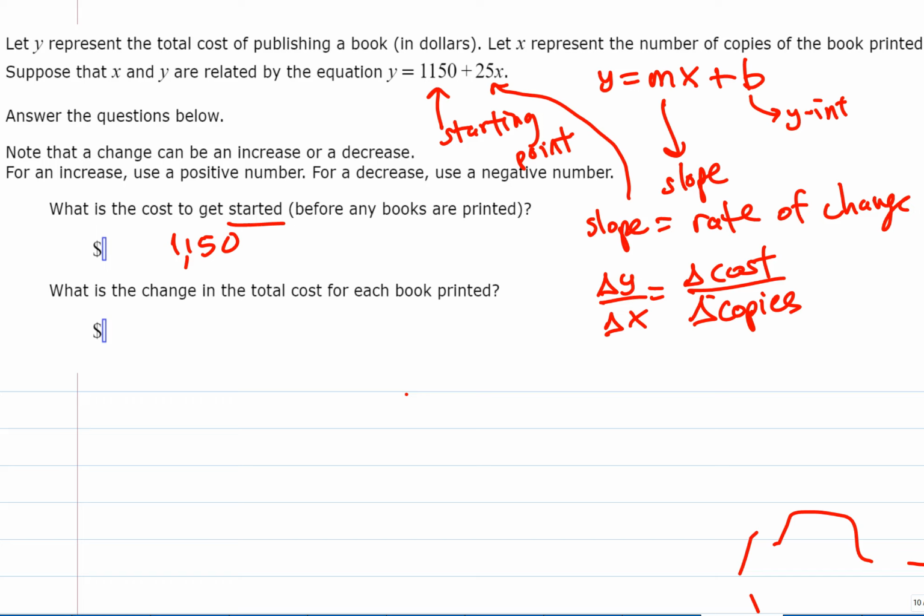What I like about this is it helps us understand what y-intercept and slope mean. When we graph, don't we start with the y-intercept? Isn't that our starting point? And then from there we use the slope to find the change beyond that point. Make sense? So the starting point is the y-intercept. What is the change in the total cost for each book? That rate of change is $25.